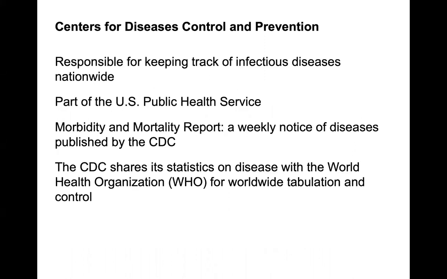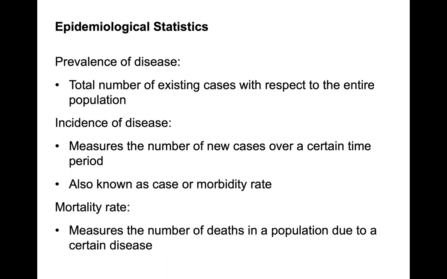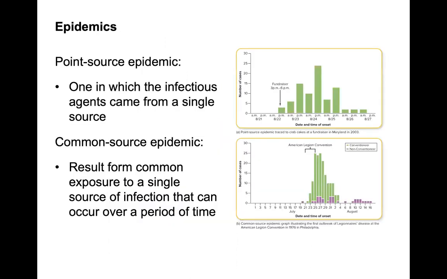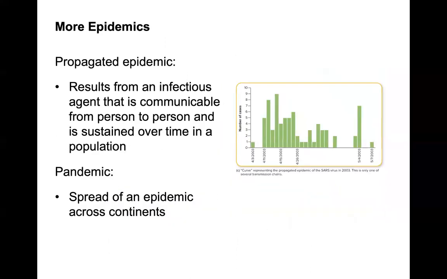The Centers for Disease Control and Prevention are responsible for keeping track of infectious diseases nationwide. It's part of the U.S. Public Health Service. They put out what's called the Morbidity and Mortality Report, which is a weekly notice of diseases published by the CDC. The CDC shares its statistics on disease with the World Health Organization for worldwide tabulations and control. And here are some statistics. You can look over these terms: prevalence, incidence, mortality rates. These are all things that they typically will talk about.